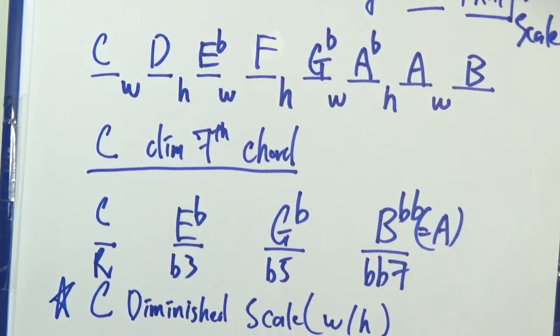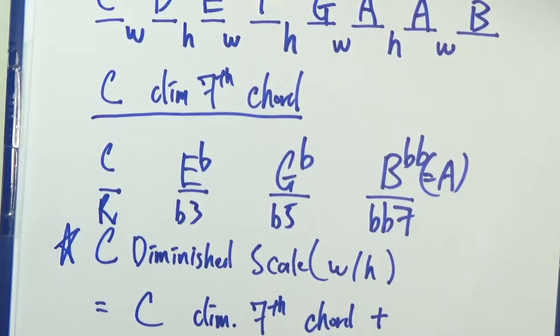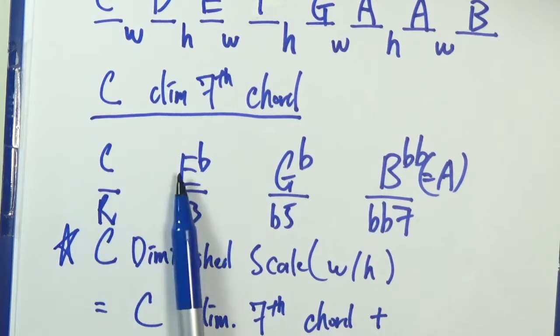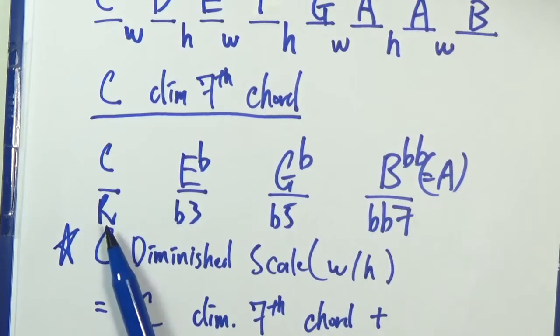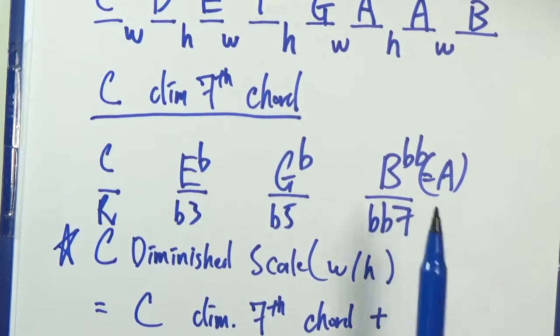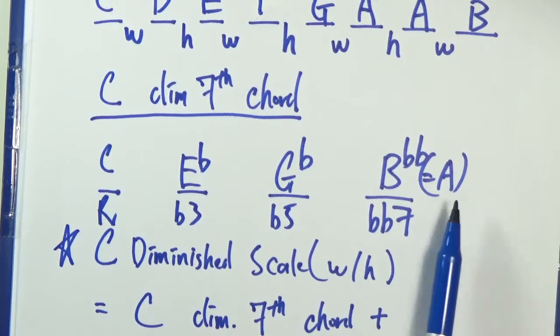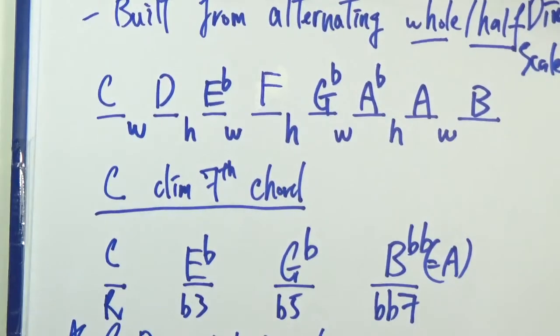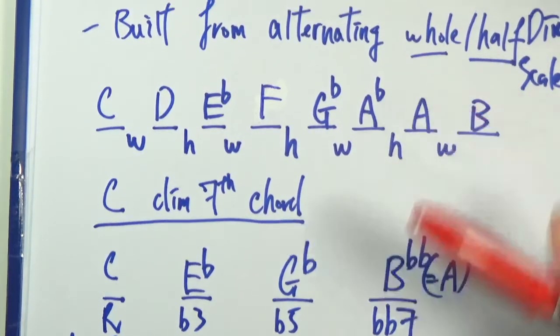If we take a moment to look at the chord tones of a C diminished 7 chord, they are C, E flat, G flat, and B double flat. So root, flat 3, flat 5, and double flat 7. B double flat here is just A. And let's compare these two.